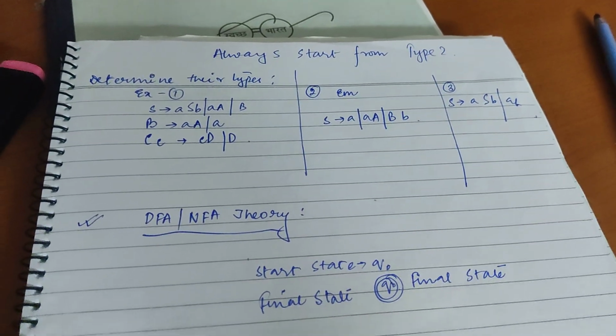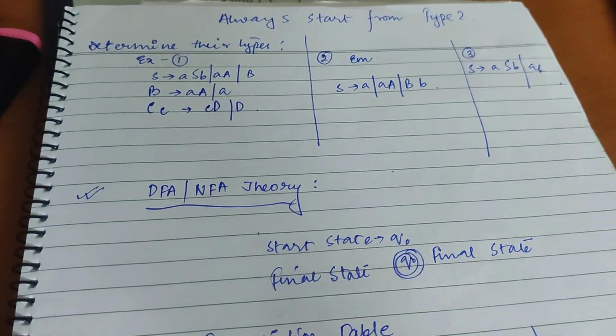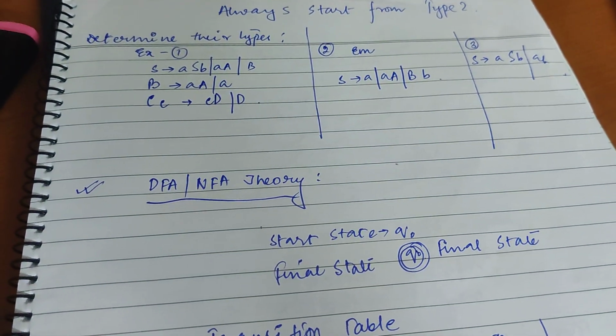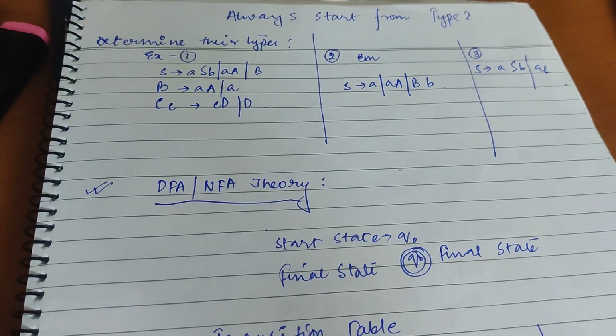Moving to the next part, that is how to determine their type. Suppose it is given S tends to ASBA.